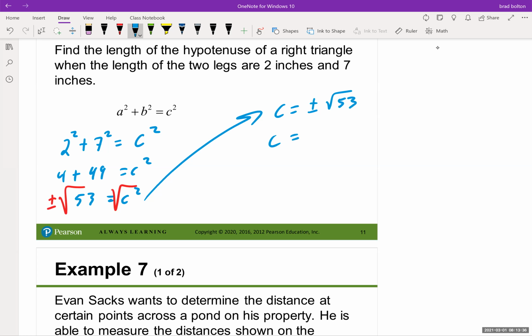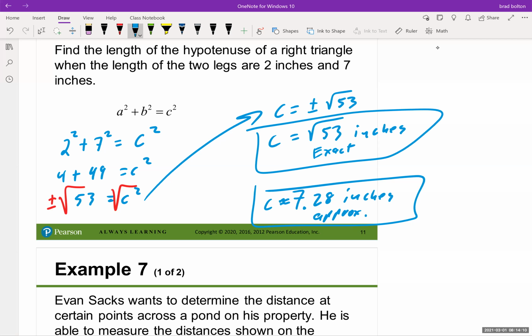But again, this is the hypotenuse of a triangle, so we're going to say just the square root of 53 inches. And this is the exact answer. If they wanted a decimal approximation, we would just do second function square root 53, and we would get 7.28-ish. That is the approximate answer. So that's correct, depending on what they ask for.